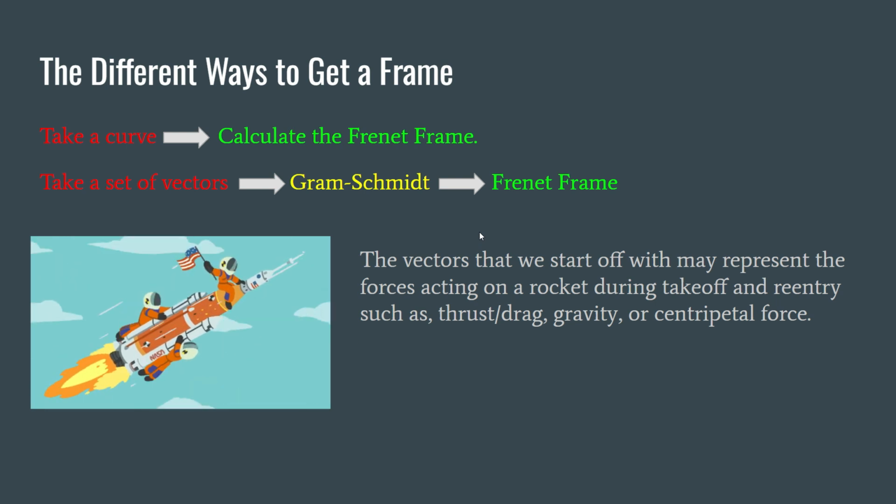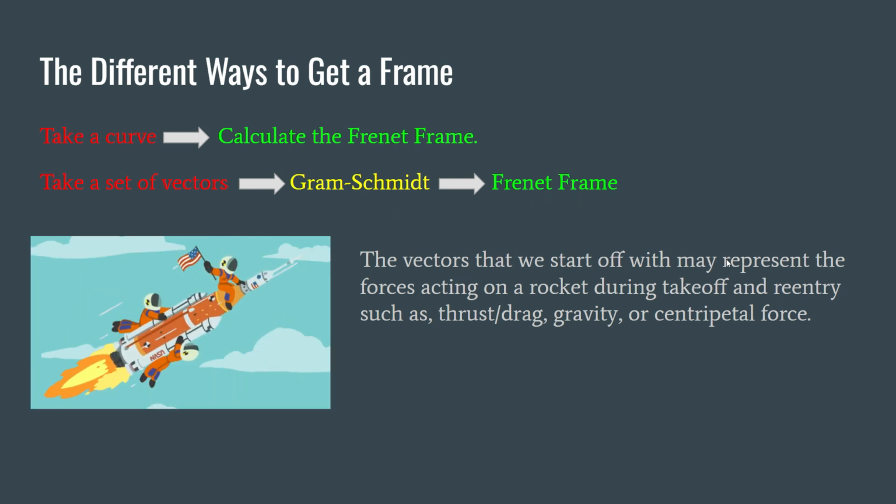Normally, as far as math class is concerned, we would take a curve and calculate the frame from there, doing the whole process we did in class. But in relation to the video, trying to emulate what Katherine Johnson had to do, we are going to take a set of random vectors. They're not even going to be orthogonal, and we do what's called a Gram-Schmidt process to make them orthogonal. And then from there, we can get our Frenet frame.